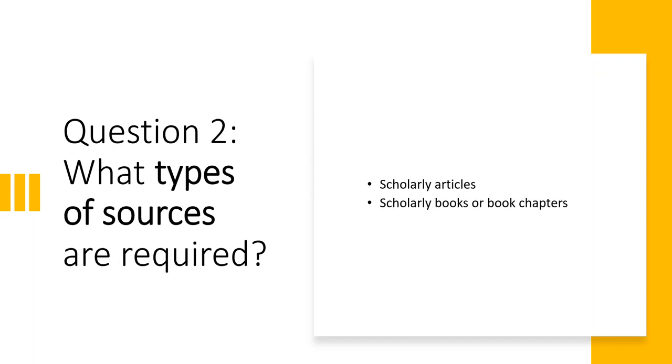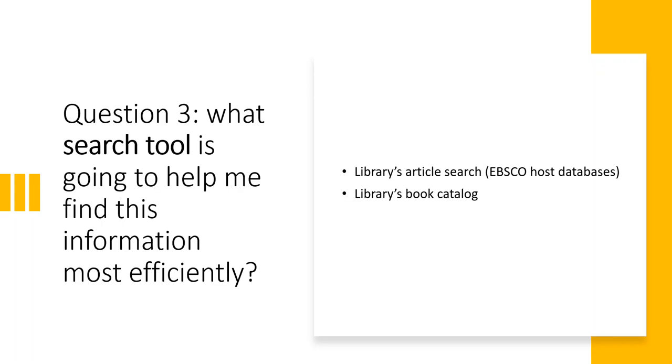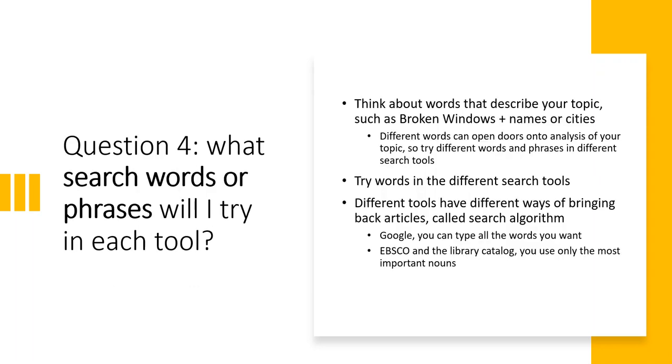The types of sources where you're going to find this scholarly analysis are scholarly articles and scholarly books or book chapters. And the search tools that we're going to use are the library's article search, or EBSCO host databases, and the library's book catalog. These are a little bit of a learning curve, but once you learn how to use them, it's much easier to find articles and scholarly works in there than it is on Google. So it's worth figuring out.